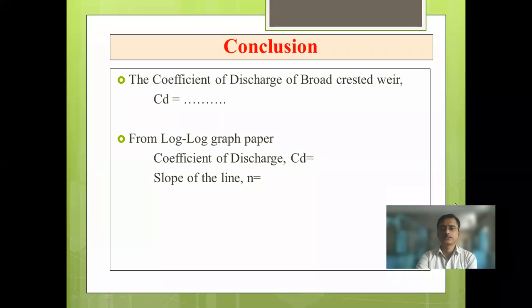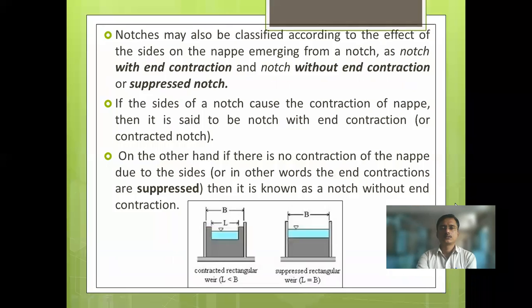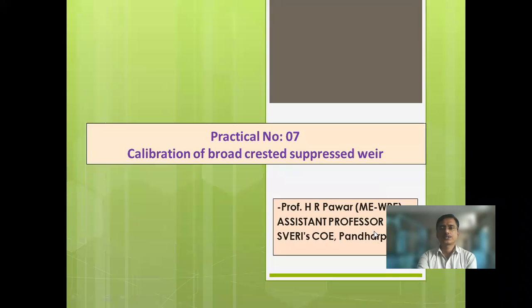So this was the explanation for this practical number 7, that is calibration of broad-crested suppressed weir. So I will perform this practical on this particular experiment. Okay.